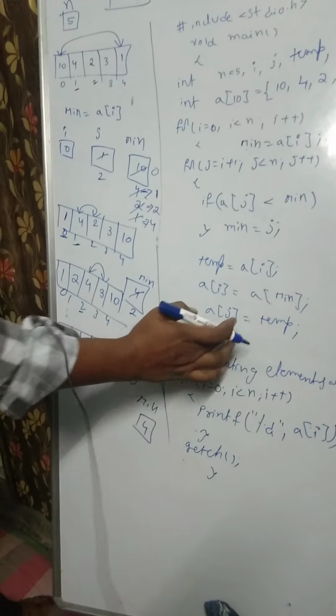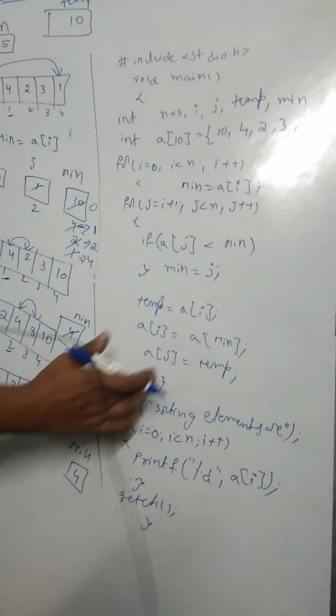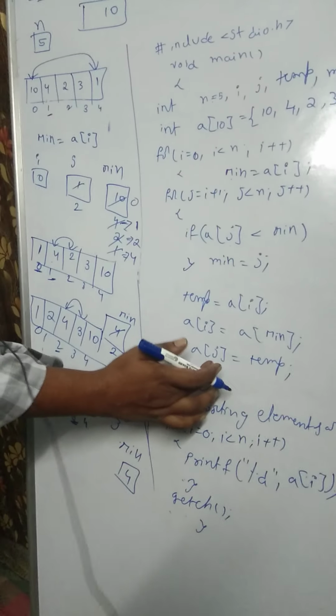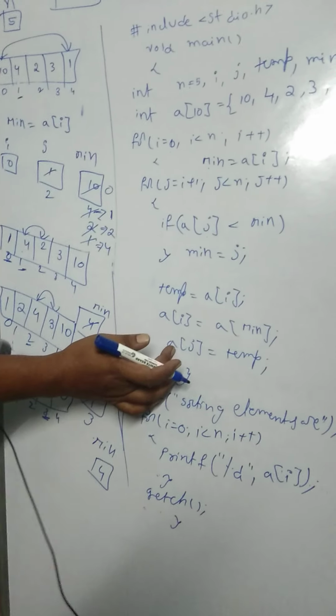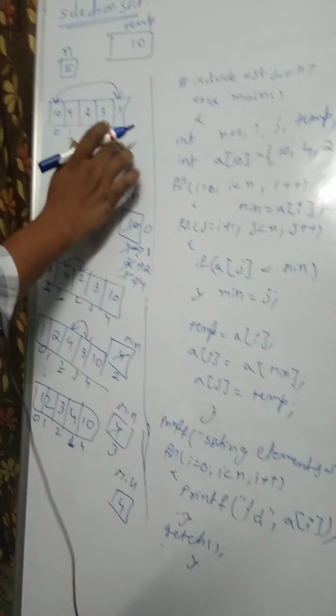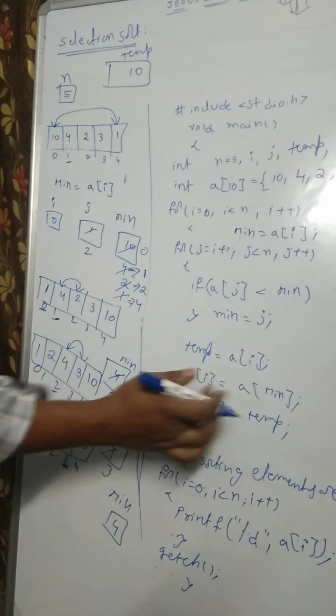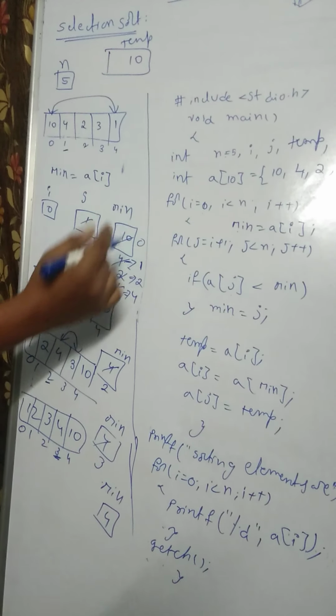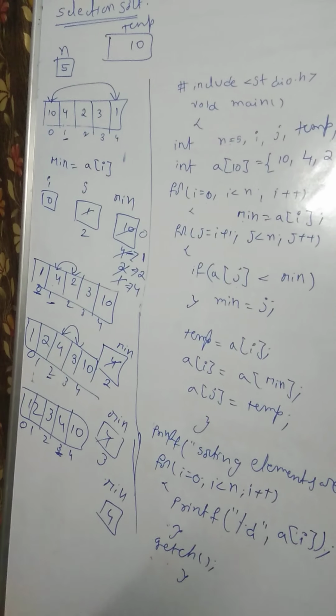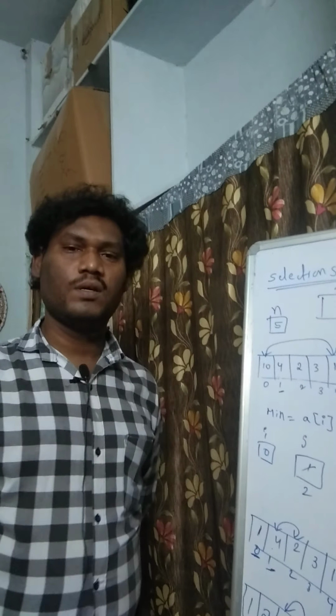Next, the temp value is stored into a of j, that is, into a of 4. What is the value of temp? 10. So that will be stored there. This procedure is repeated until all the elements in the array are sorted. Thank you.